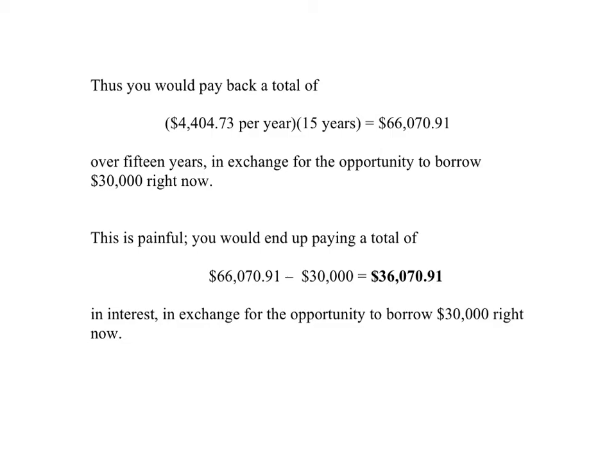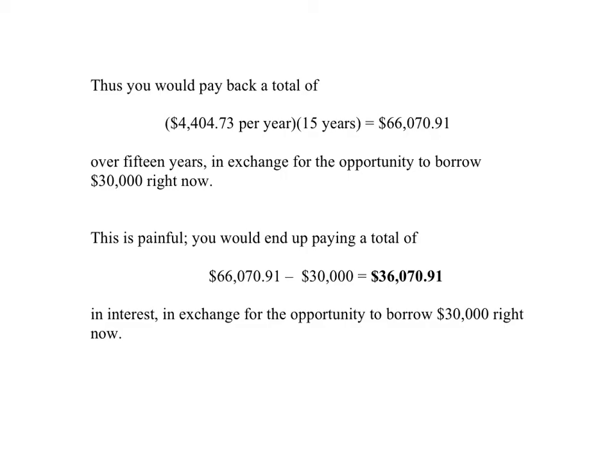You can think of it this way. This is how much profit the bank makes, roughly speaking. This is the extra amount that you're paying back over and above repaying the $30,000 itself. All right, so you're paying back more in interest than in the original principal borrowed.